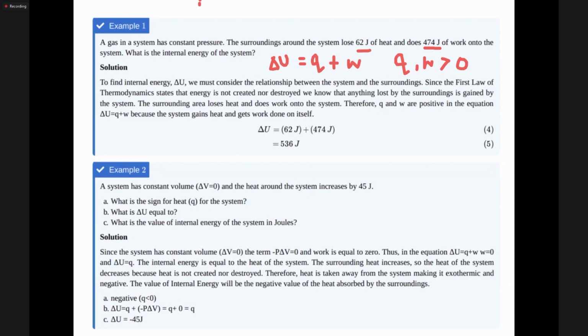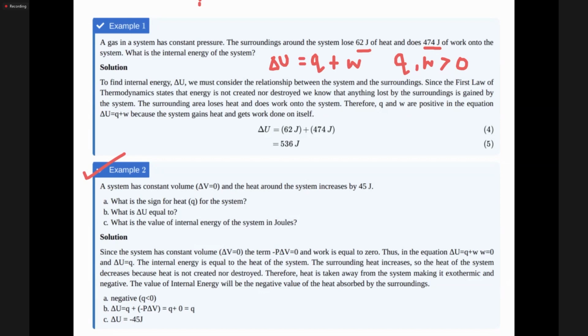In the next example, that is example 2 over here, it is saying a system has a constant value of volume, that is delta V is equal to 0, and the heat around the system increases by 45 joules. Now there are three questions that are asked over here. What is the sign for heat, that is Q, for the system? What is delta U equal to, that is the change in internal energy? And what is the value of internal energy change in the system in joules? So one by one we will try to answer.